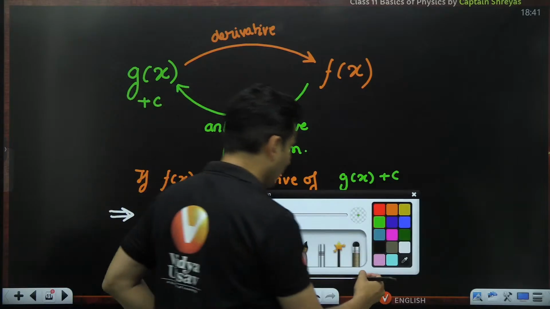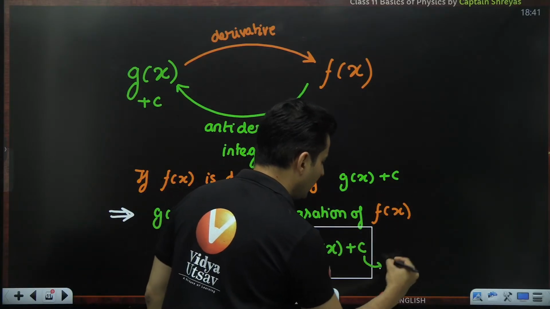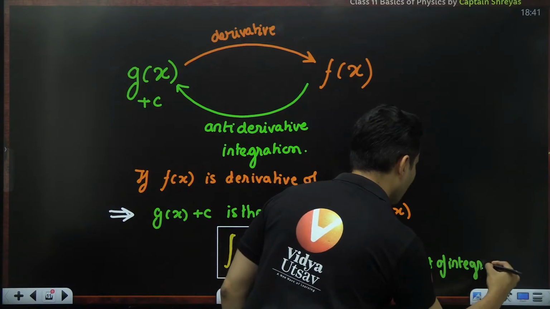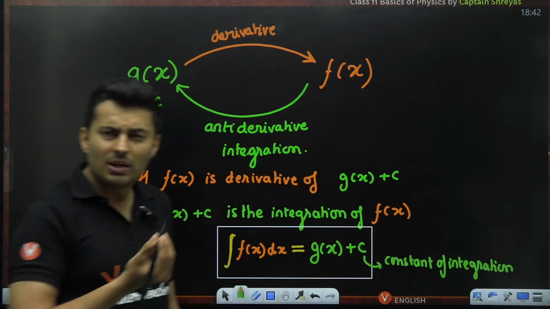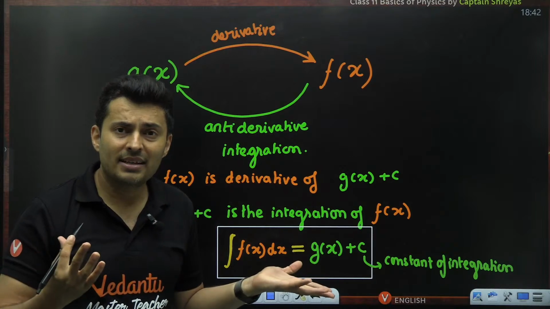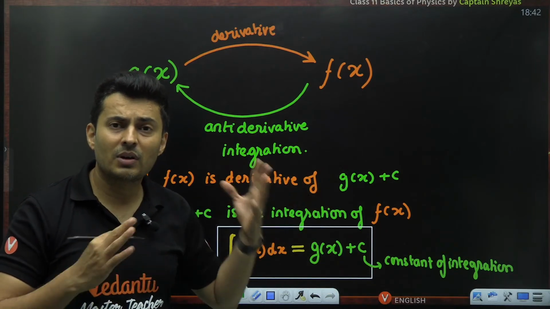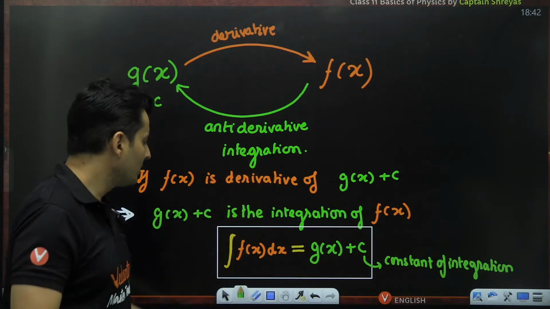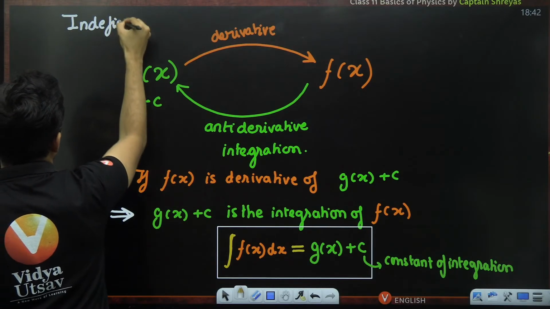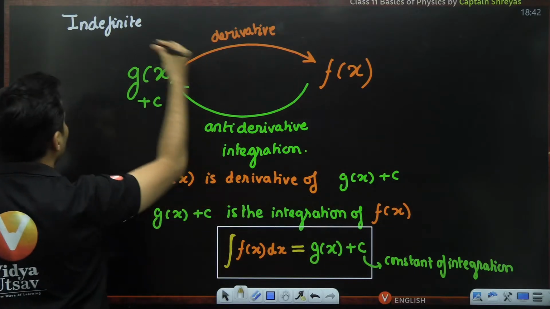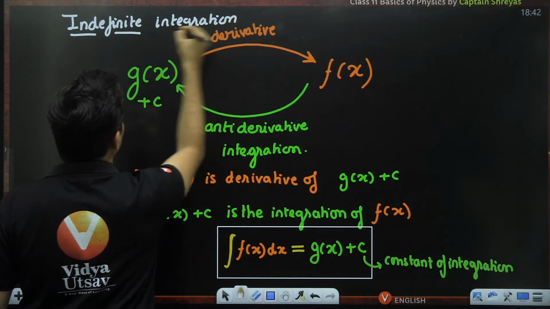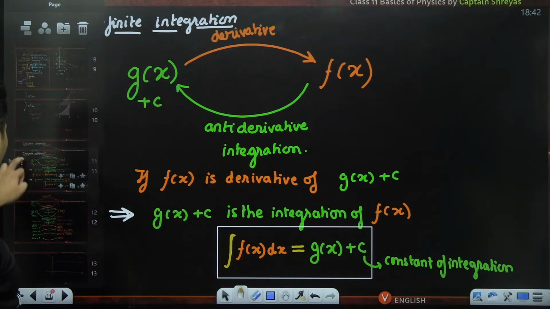c is called the constant of integration. We do not know the value of the constant. It is a benefit of the doubt because we are not sure what it is exactly. So we call this process indefinite integration. Indefinite, not defined. c is not known. So indefinite, I'm not sure. Indefinite integration.